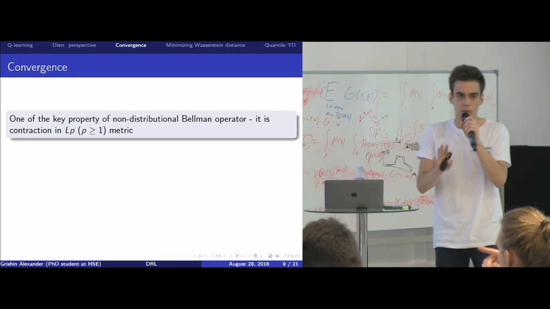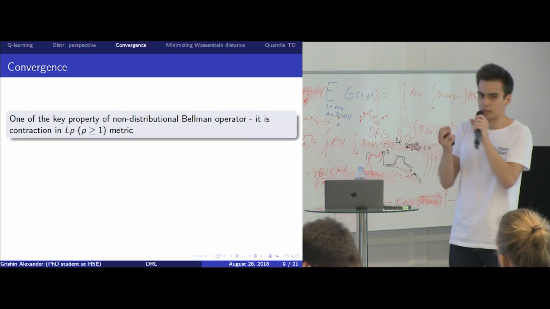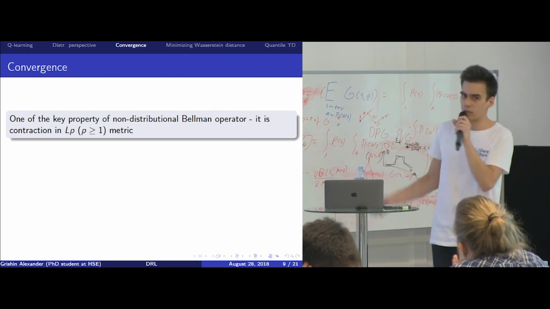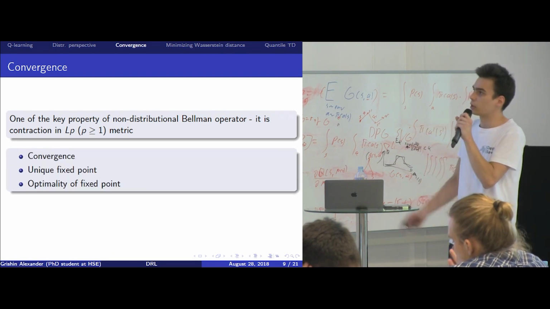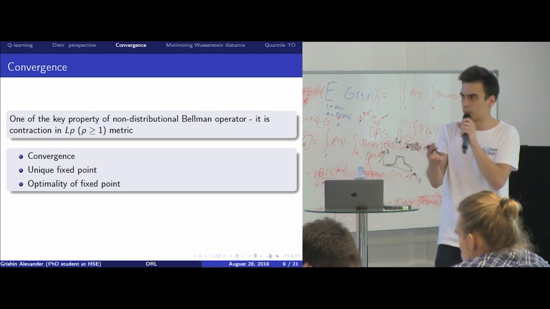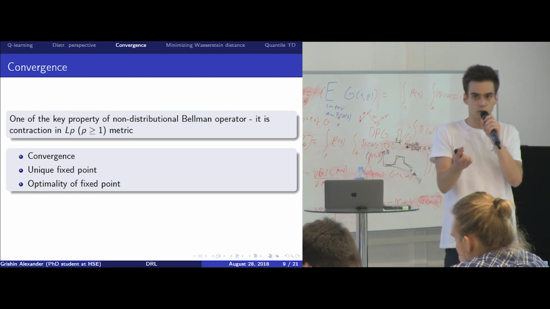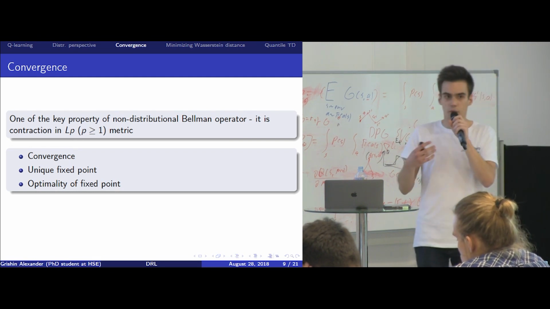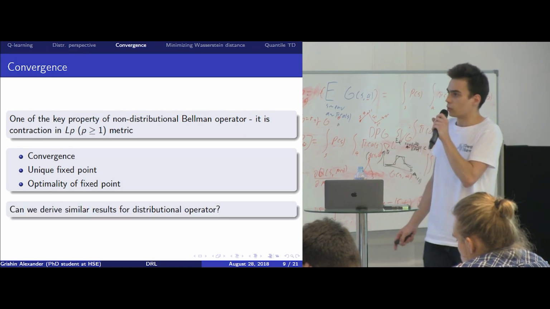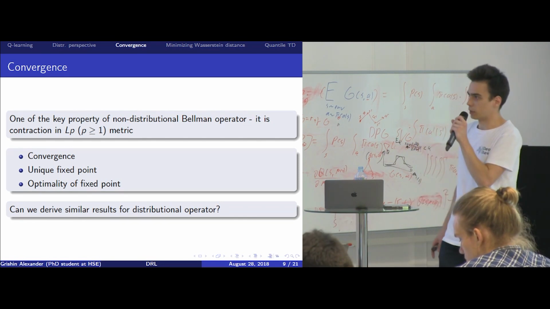So for the non-distributional Bellman operator, the key feature is contractivity, that the operator is a contraction. From that we have convergence, we have a unique fixed point, and we have optimality of the fixed point, so that we will eventually converge to the optimal point, not some other point. So can we derive similar results for the distributional operator? That's the main question.